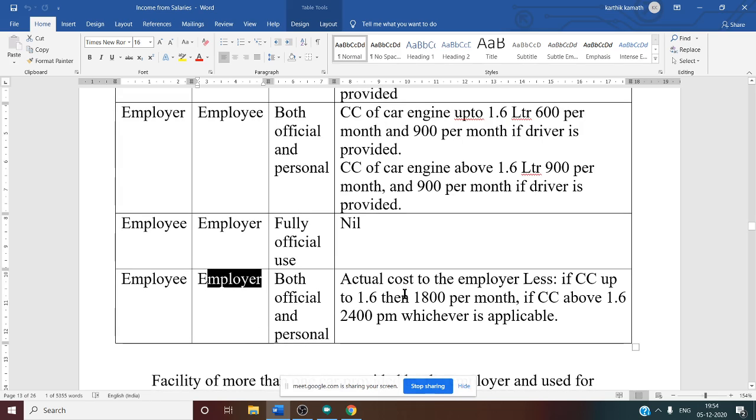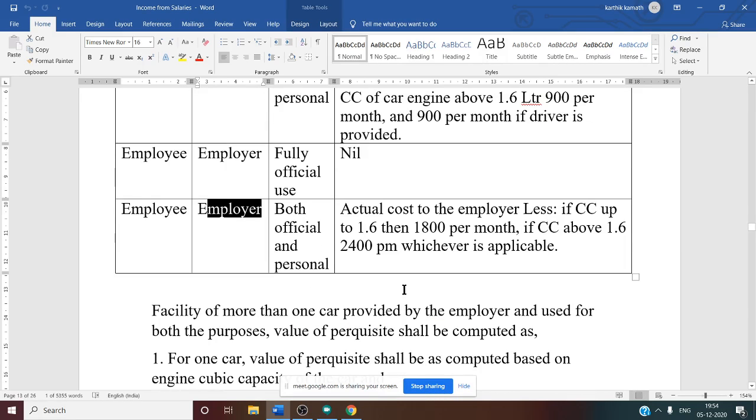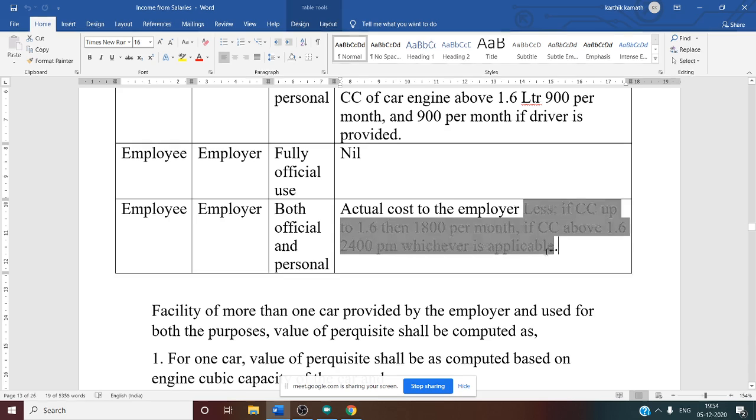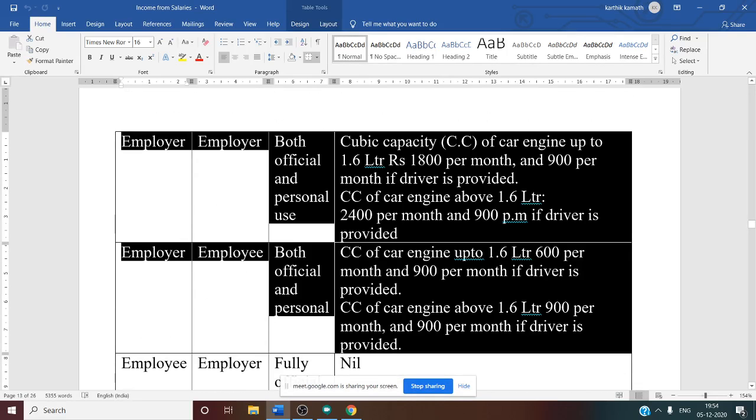In this case, first we have to take actual cost to the employee. So what do you mean by the actual cost? Actual cost is nothing but maintenance cost, then wear and tear, then if any other things are provided, like remuneration to the driver. So all these things you have to consider. Then from that you have to deduct: if CC is up to 1.6, that is small car, 1800 per month you have to deduct. If CC is above 1.6, 2400 per month, whichever is applicable you have to deduct. This is sixth case, and this is not that important. Only important thing is third and fourth one. This is very important.